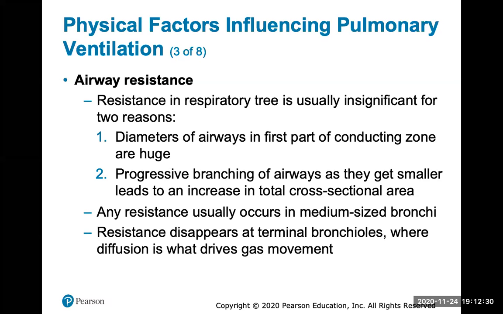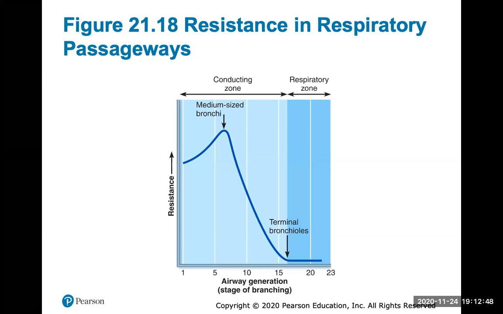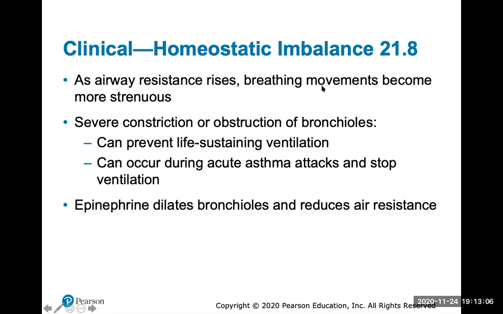In the first part of the conducting zone, they'll be huge, and progressive branching of airways as they get smaller leads to an increase in total cross-sectional area. Any resistance usually will occur in medium-sized bronchi, and resistance will disappear at terminal bronchioles where diffusion is what drives the gas movement. So this just shows where the increase in resistance is usually the greatest, and that's again in medium-sized bronchi. The conducting zone again refers to all the bronchioles that take air through them, and the respiratory zone has to do with the alveoli and gas exchange.